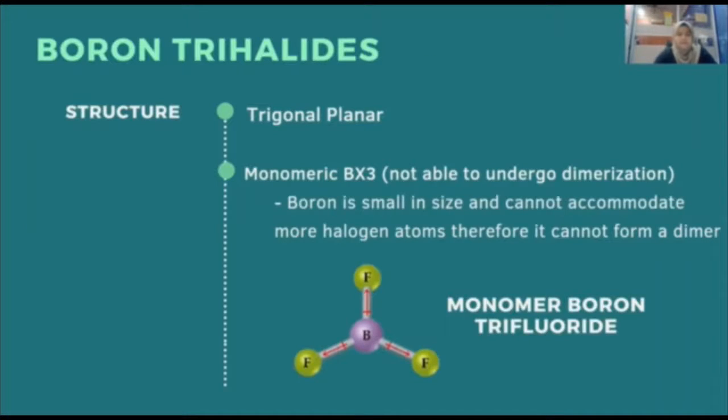Next, the structure of boron trihalides is trigonal planar and it exists in monomeric form, which means that they are not able to undergo dimerization. This is because boron is small in size and it cannot accommodate more halogen atoms. Therefore, it cannot form a dimer. The structure below is the monomer form of boron trifluoride.